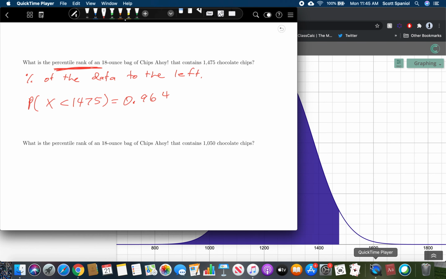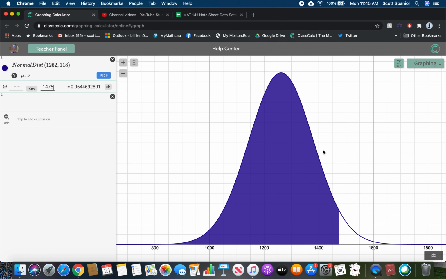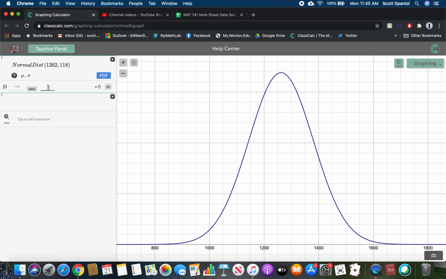And so what percentile rank is that? What percent of the data is to the left of 1475? 96%. So this would be in the 96th percentile. And then you could do the same thing for the bottom one. What's the percentile rank of a bag with 1,050? For that one, we do the probability that X is less than 1,050, which is 0.036.